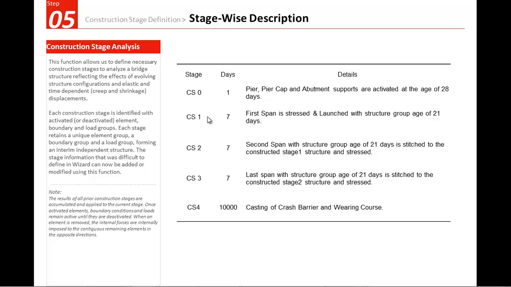In the next stage, CS1, we'll be activating the first span. The age of the first span when launched will be 21 days. Then the next stage, we'll be activating the second span, and subsequently in the next stage we'll be activating the third span. Then finally we'll be applying the crash barrier and bearing coat load, and we'll consider the duration of the last stage as 10,000 days for long-term creep and shrinkage calculation.